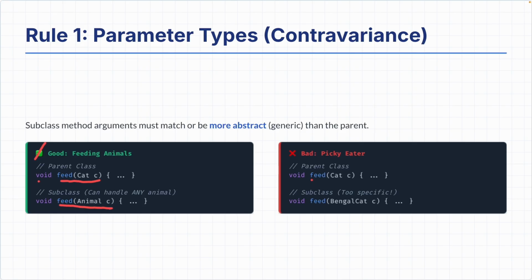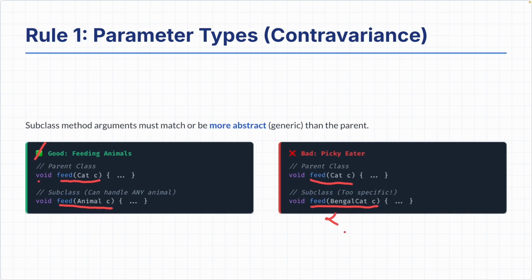Now let's look at a bad example. Suppose the parent class has a feed method that takes cat as a parameter, but in the subclass, the feed method takes Bengal cat as the parameter. Now Bengal cat is a subtype of cat, which means it is more specific. This is a problem because the subclass is now expecting a stricter input than what the parent class promised. If the client code passes a regular cat, the subclass will not be able to handle it. So this breaks the Liskov substitution principle.